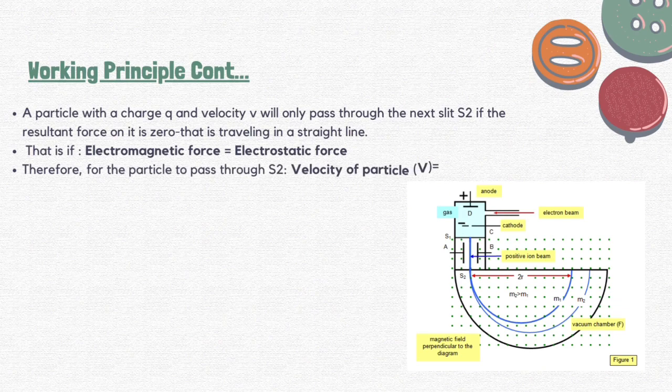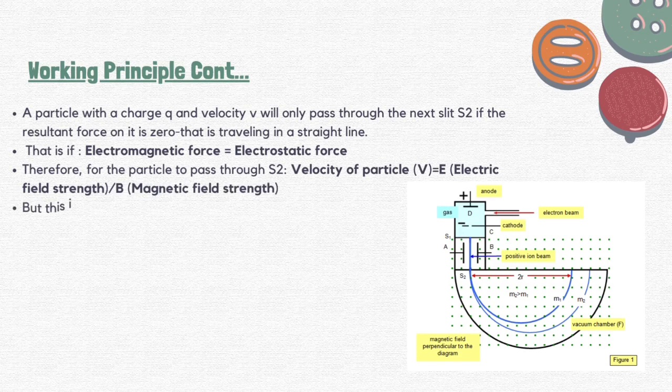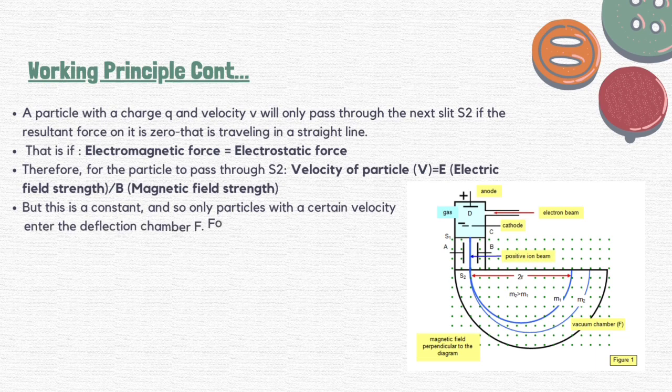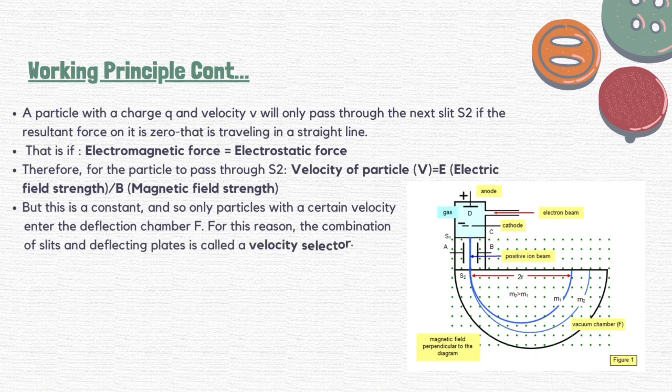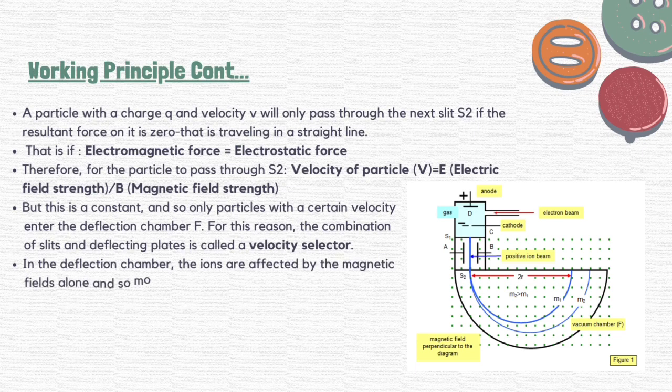Therefore, for the particle to pass through S2, the velocity of the particle is equal to the electric field strength over the magnetic field strength. But this is a constant, and so only particles with a certain velocity enter the deflection chamber F. For this reason, the combination of slits and deflecting plates is called a velocity selector.